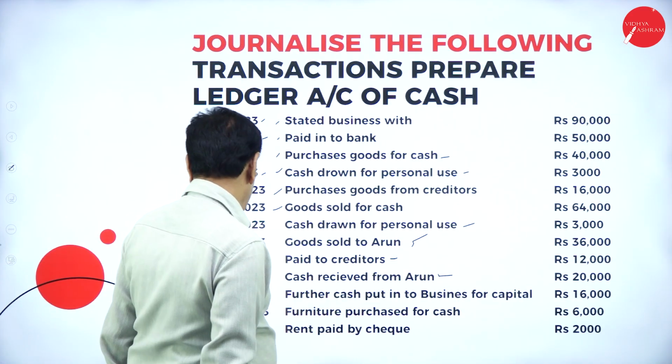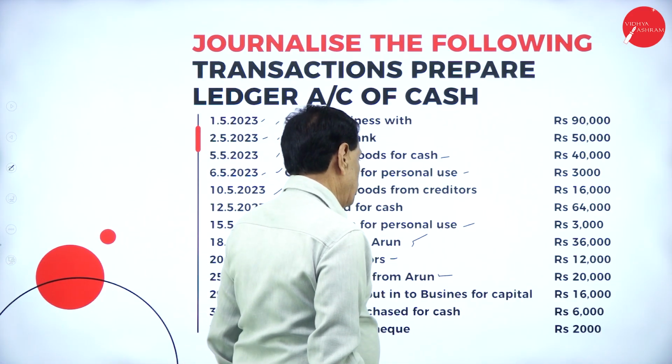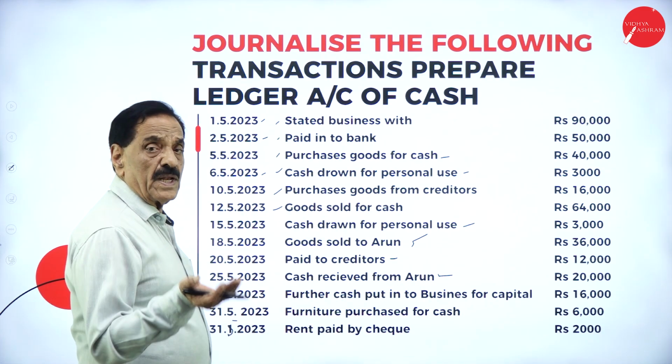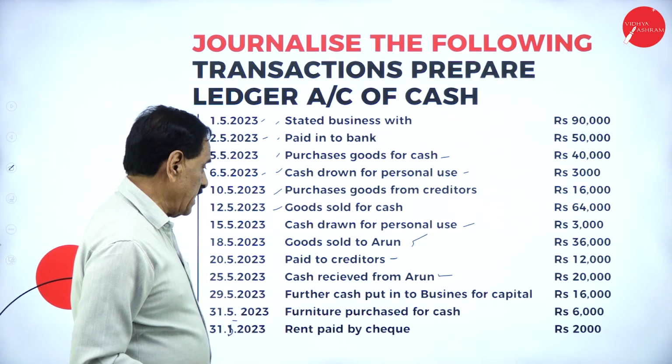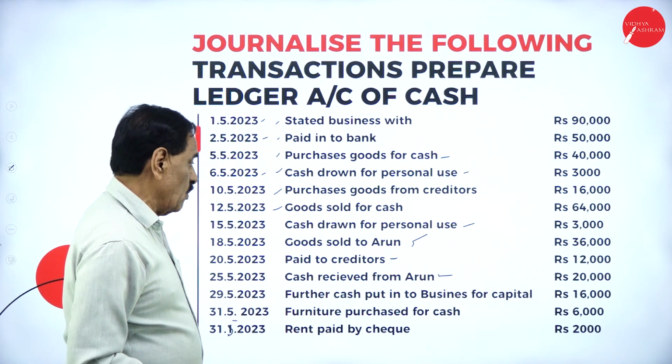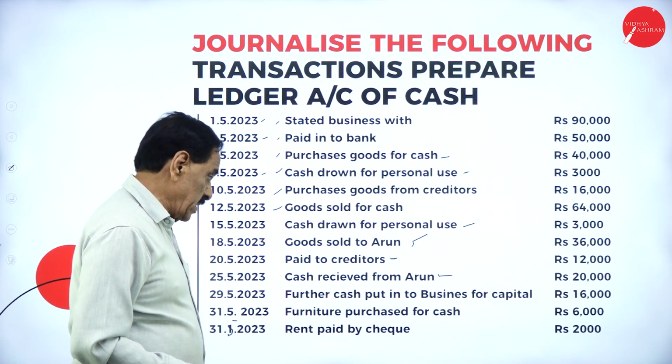Last one, 31/5. Rent paid by check. Rent is a nominal account. Debit what comes in, credit what goes out. We are paying the rent. What is going out? Check is going out, which means you have to write how much money: 2,000.